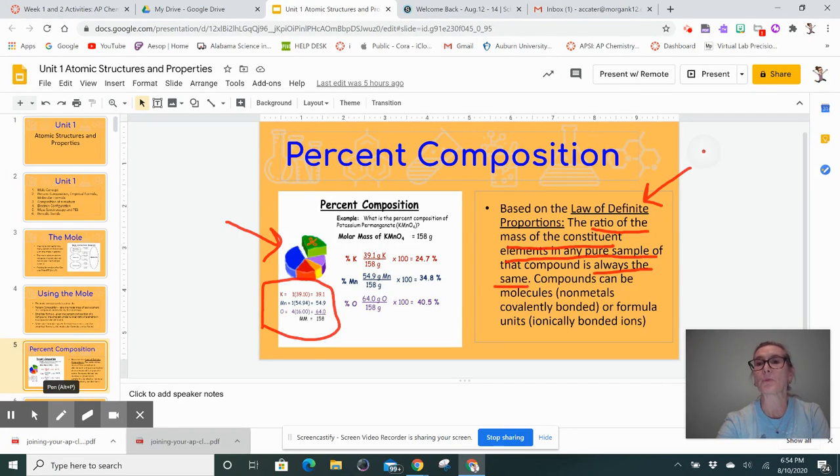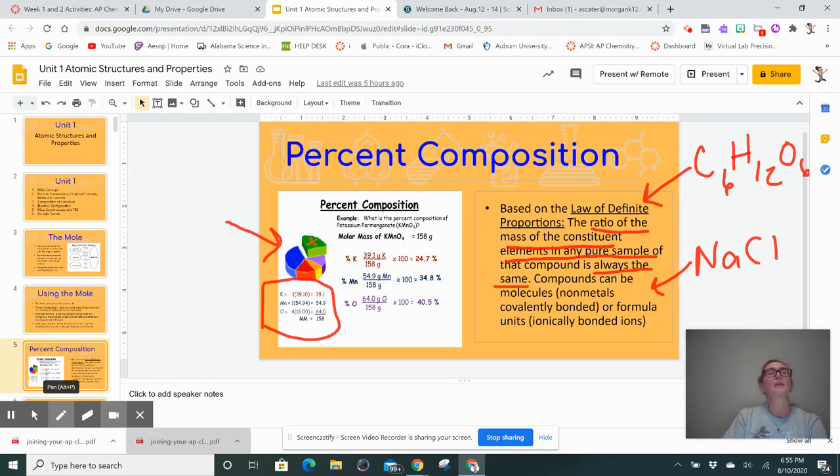So some examples, I'll use sugar again. I've been teaching biology for a little while, so sugar is a good example. C6H12O6 is a sugar molecule. That is a molecular compound. It's a molecule because those are nonmetals. Ionic would be salt, NaCl. That is an ionic bond, and so we would call that a formula unit. We wouldn't call it a molecule of salt. Okay? All right, moving along.